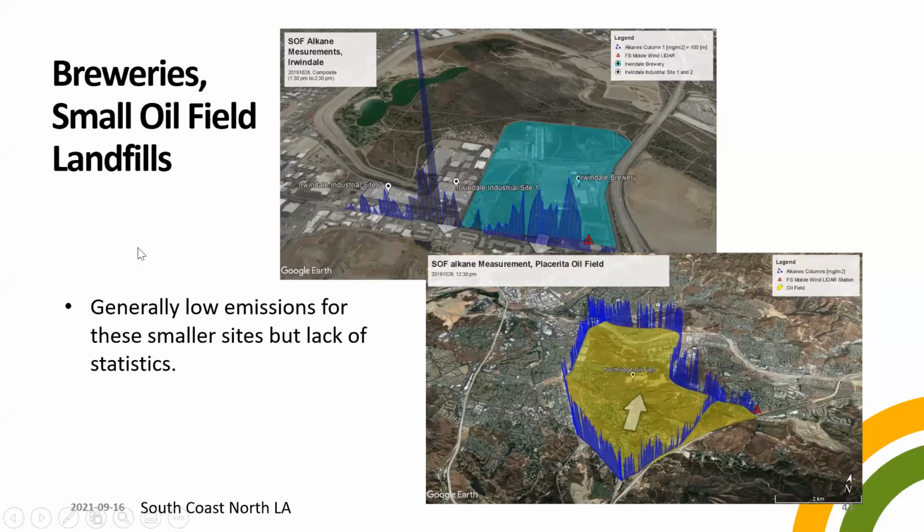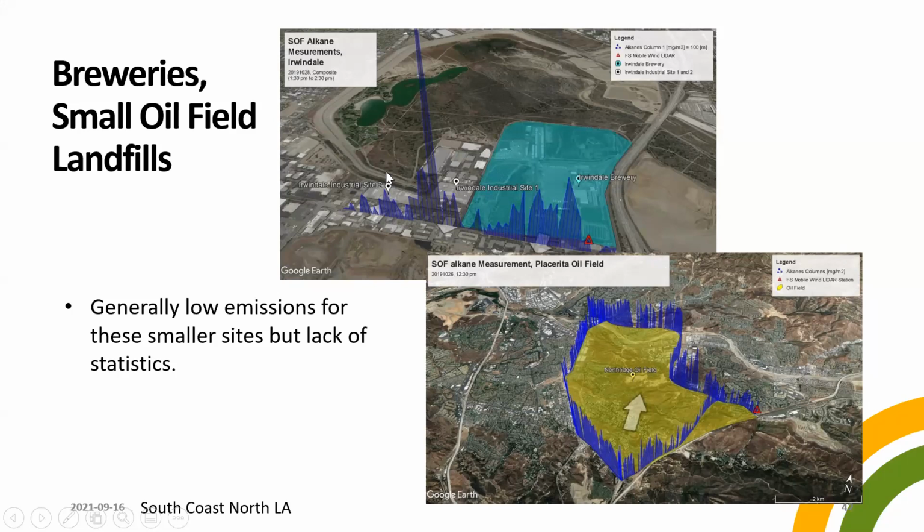Also in the north, we looked at some breweries and also some landfills and smaller oil fields. Overall, for the breweries, we saw emissions from all of these. But we could not see emissions from all the landfills. We saw distinct emissions from the ones that were in operation. The older landfills, we were not able to see much emissions. We don't have so much statistics in this study.